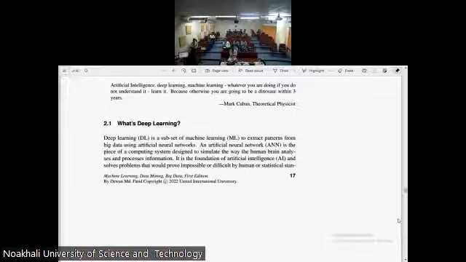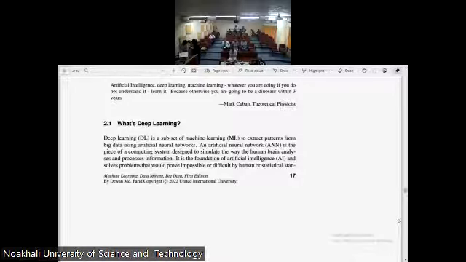So what is deep learning? Deep learning is a branch of machine learning, which is also a branch of advanced AI, or artificial intelligence. Deep learning is nothing else but an artificial neural network. It's a neural network, and that is artificial. So where do we get a natural neural network? Right, in our brain. In our brain, we have a natural neural network.